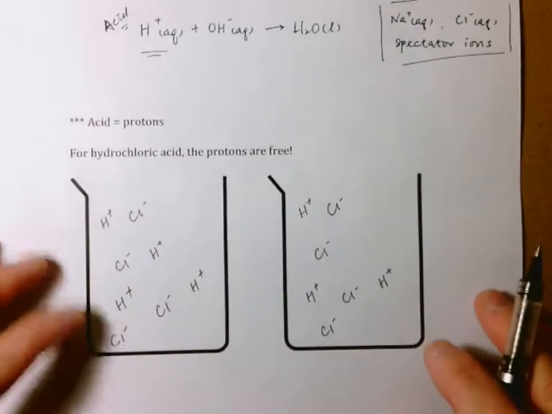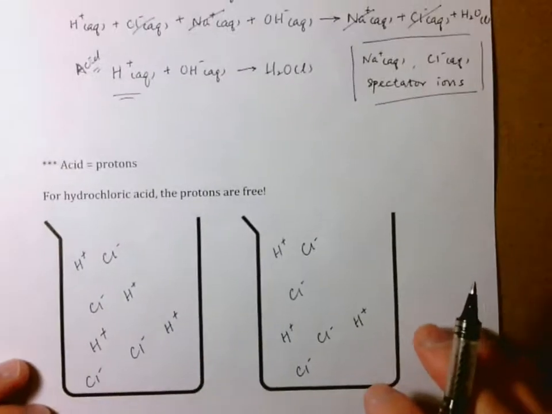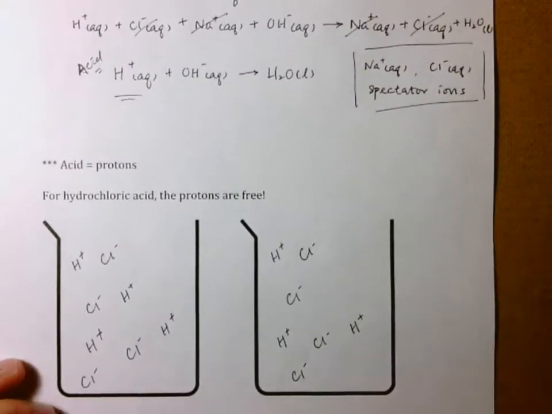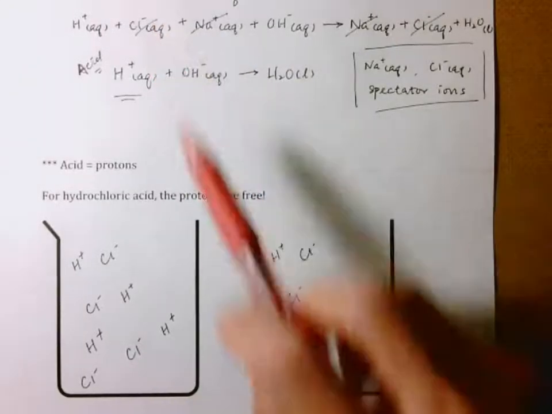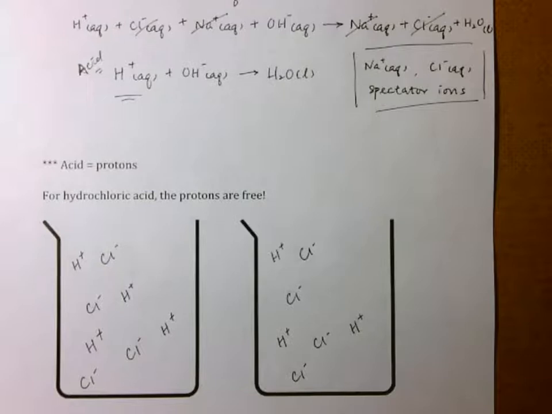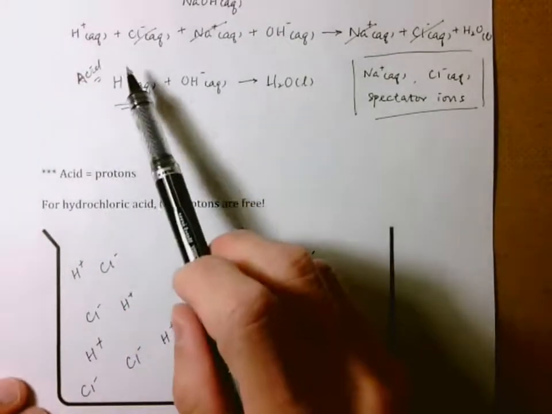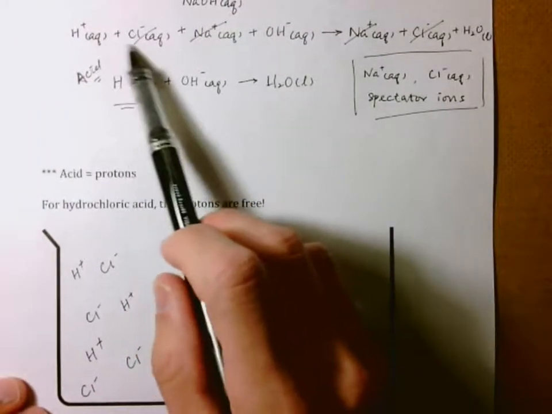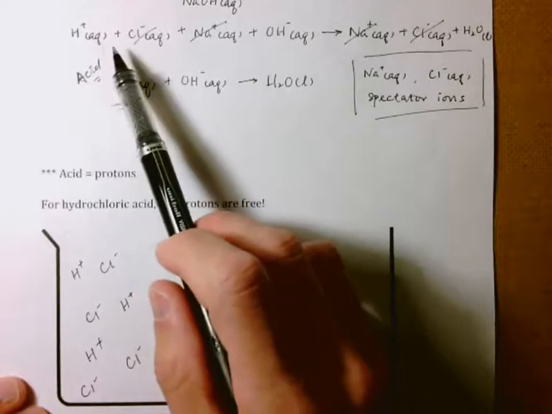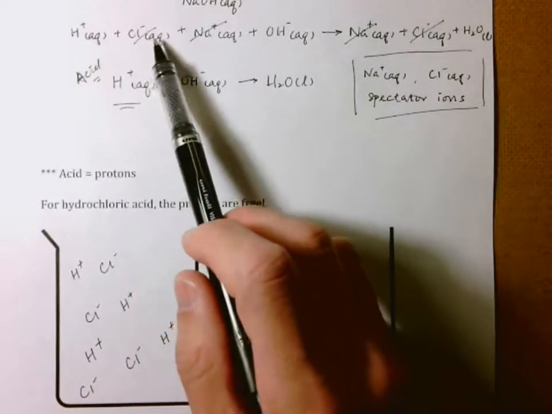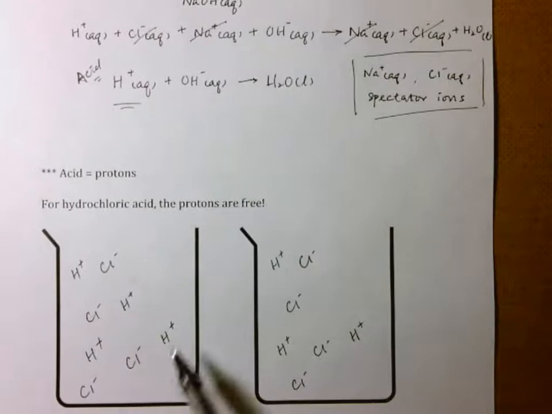So I'm going to show you the picture. What it really looks like is this. HCl, right up here. Once you put that in water, it is H plus and Cl minus. They are all separated in water.